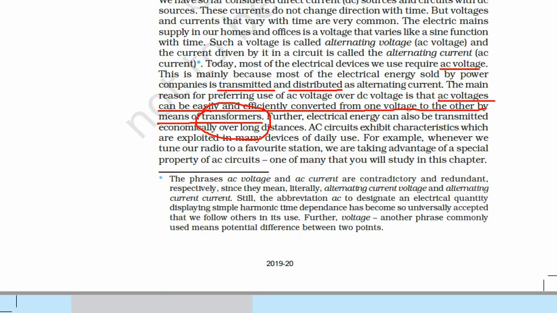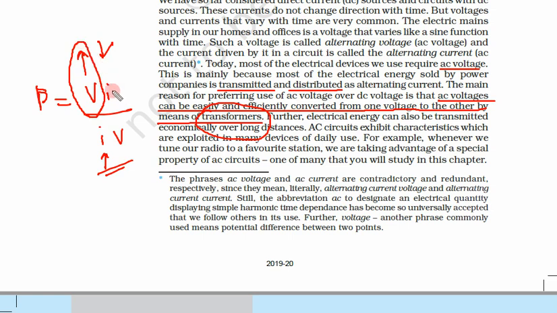Another problem with DC is that it cannot be transported over large distances. You know that power is constant, and power is V into I. If we increase voltage, current is reduced. If we increase current, then voltage will be reduced. In case of AC, we increase voltage, and in that case current will go down.